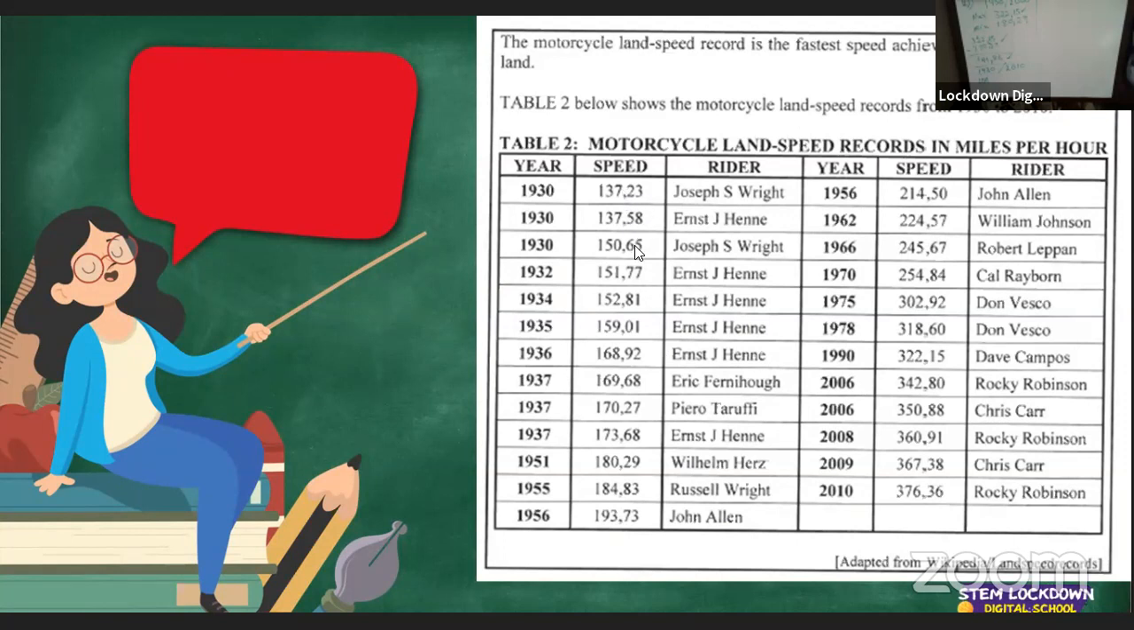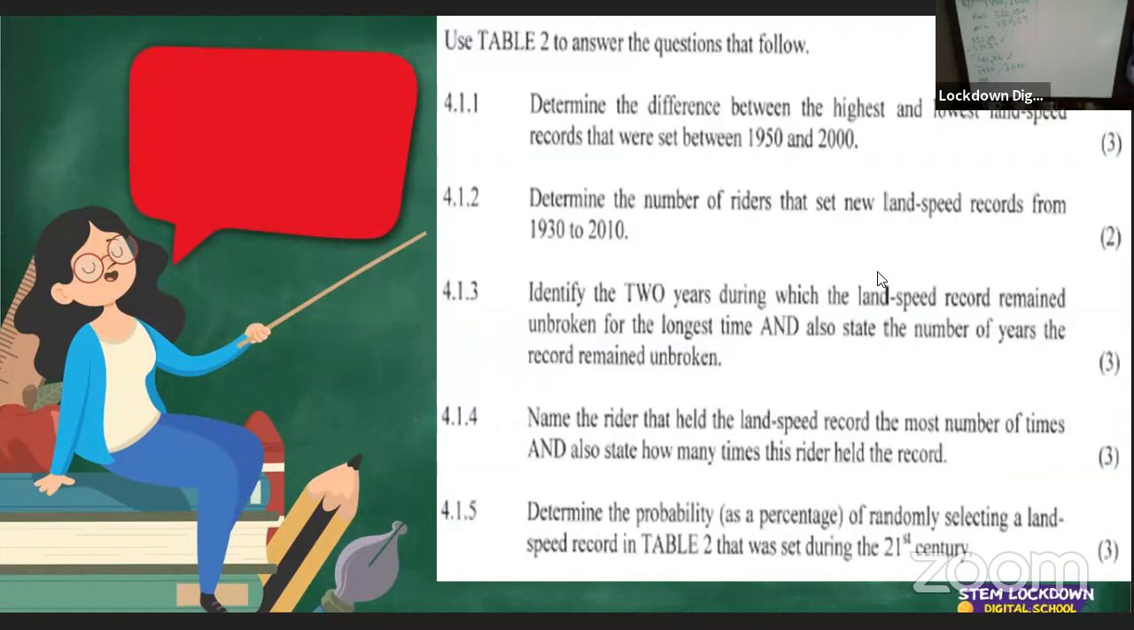So I have 1, 2, 3, 4, 5, 6, 7, 8, 9, 10, 11, 12. 12 times 2, that's 24 plus 1, that's 25. So it will be 25.